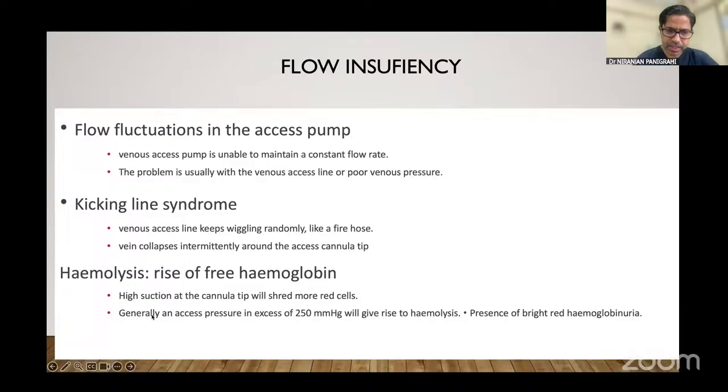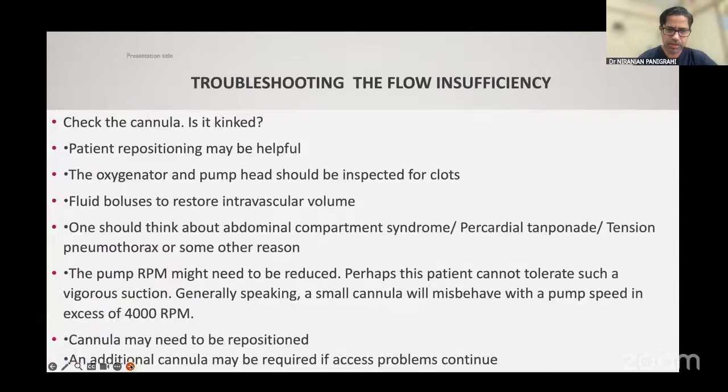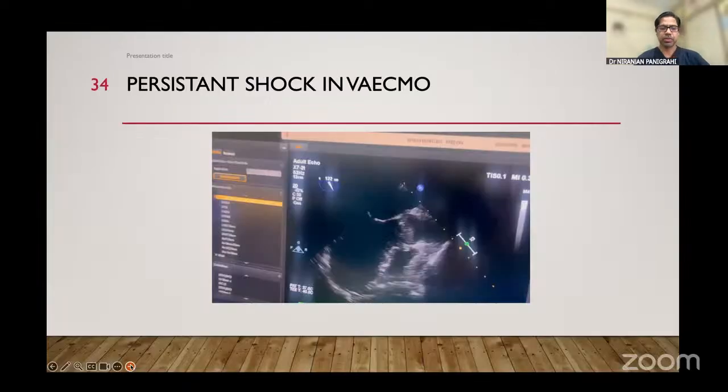Then again, if there is kinking in the line, we have to check these things. So these are some of the ways to find the flow related problems. Again, patient position sometimes does matter. Give a fluid bolus. RPM again we can transiently decrease and increase. And many times the access cannula size matters. If the patient's cardiac output is high and we have placed a smaller access cannula, then this problem is frequent. So we have to see.